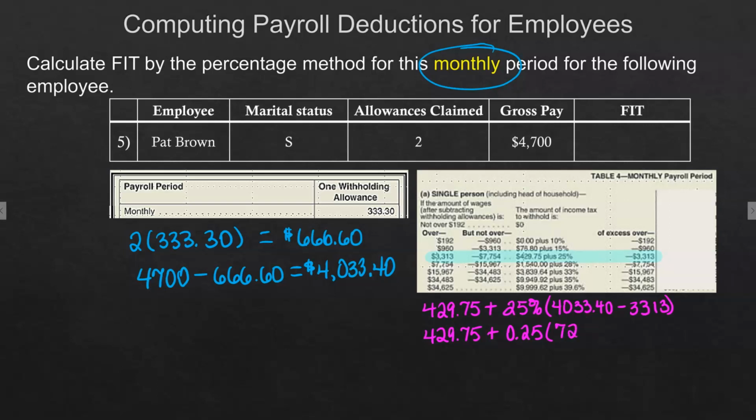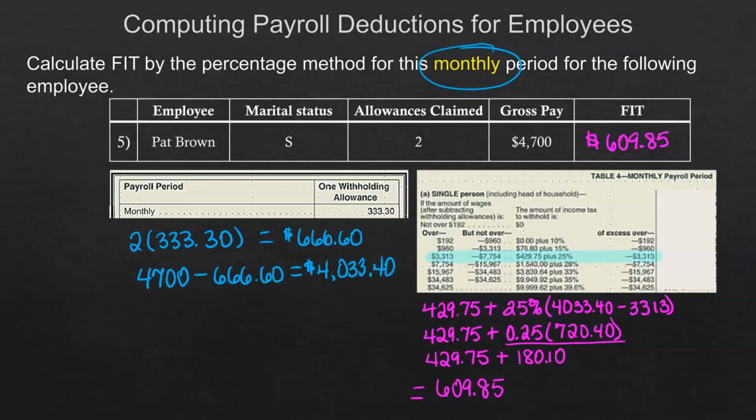That was messy. And then we multiply that by 25% or 0.25. So now we have $429.75 plus $180.10. That was that calculation right there, 0.25 times 720.40. Add those together and we get $609.85. So I'm going to put that on the chart. $609.85 goes for federal withholding. Now that's a pretty big amount of gross pay, so that's why it's $609.85.